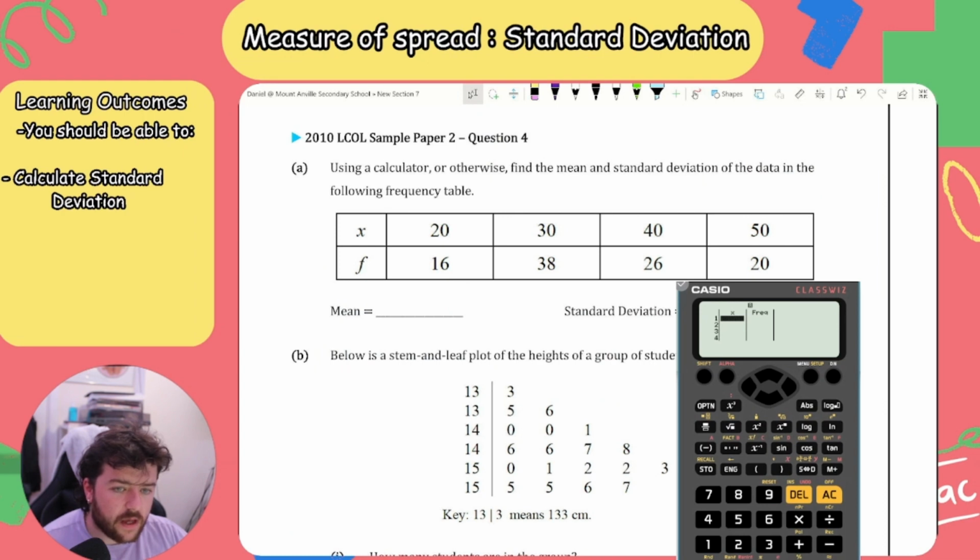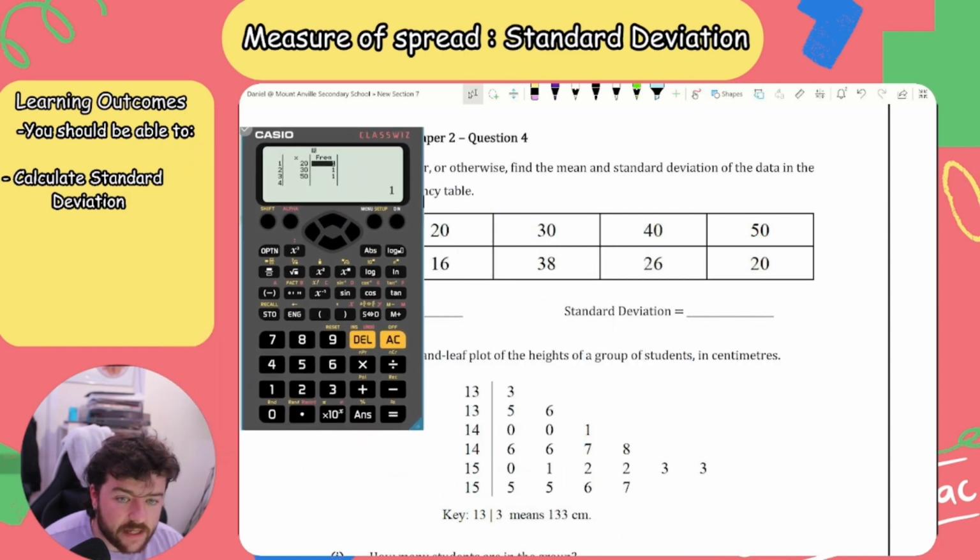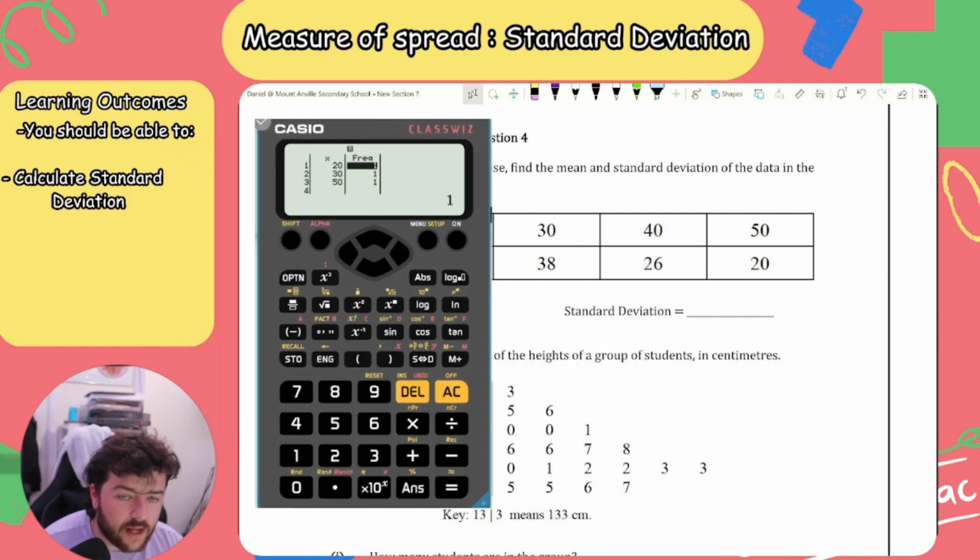My points are 20, 30, 40, 50. Then go up to my frequencies. 20 appears 16 times, so type 16. 30 appears 38 times. 40 appears 26 times. And 50 appears 20 times. And click AC to save.